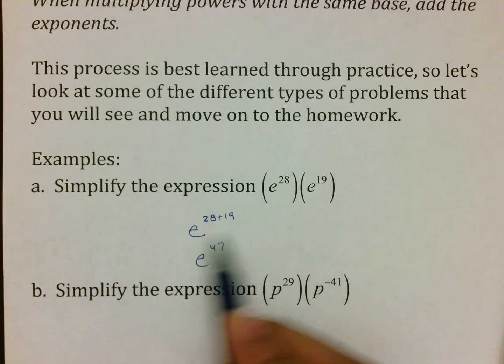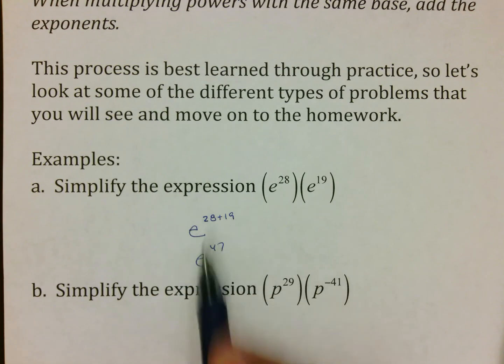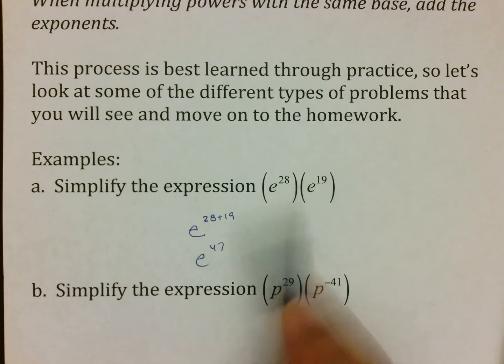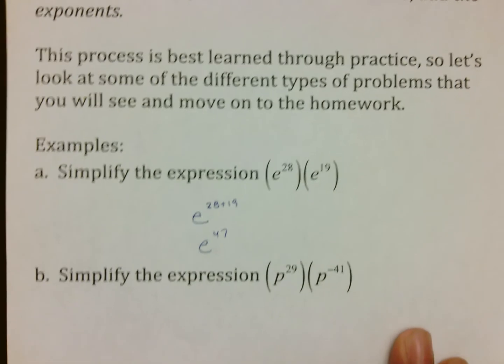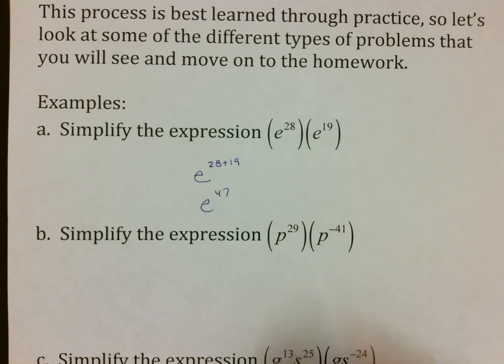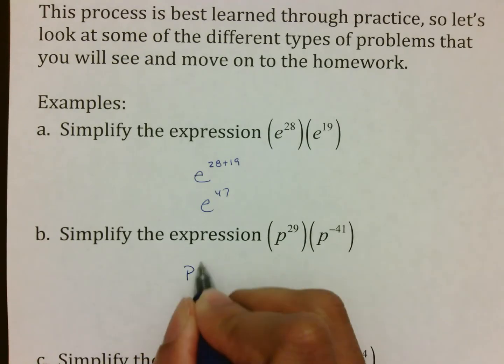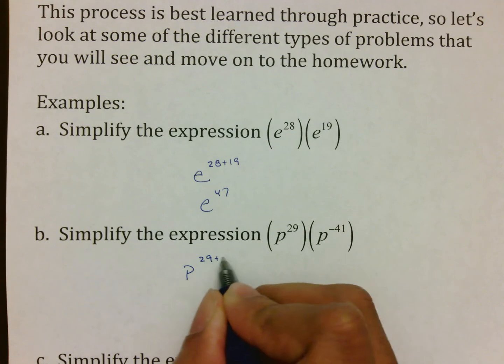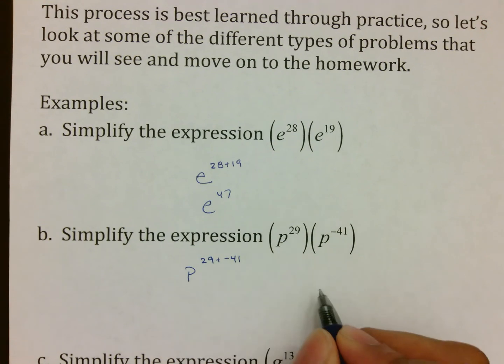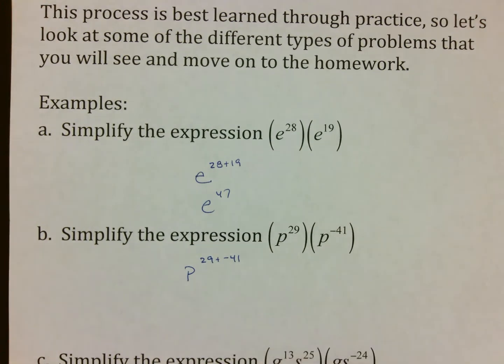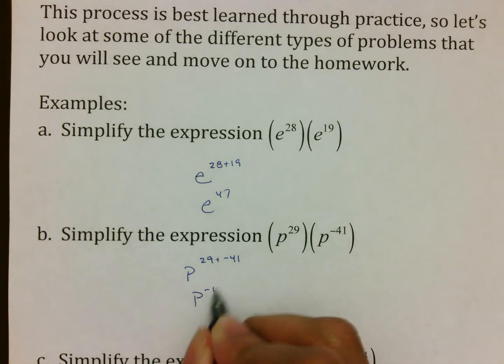Again, on your Math XL, you'll have to type this step in first and then this step in second, just to make sure you understand that in this problem you're adding 28 e's and 19 e's to make 47 e's. On the other one, this is p to the 29th times p to the negative 41st. So the first thing we do is take 29 plus negative 41, which gives us the answer of p to the negative 12th.